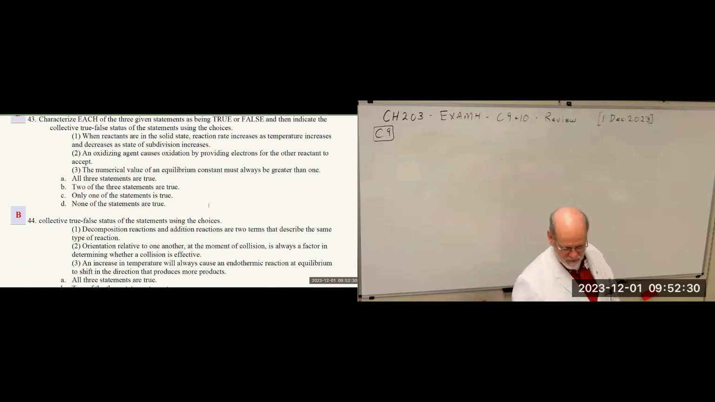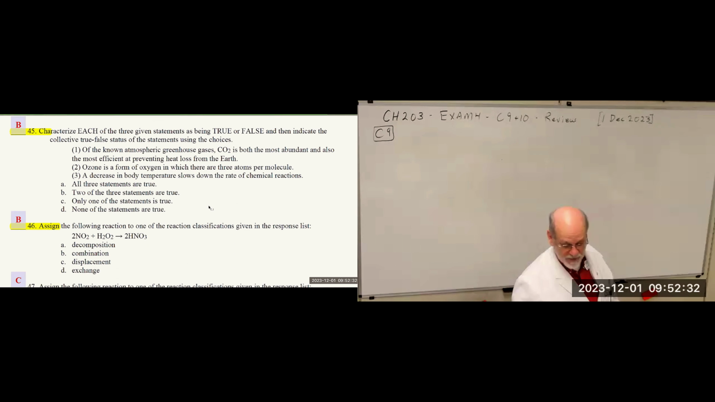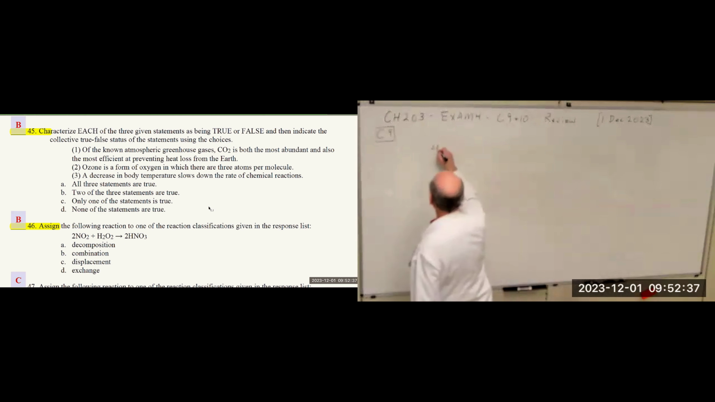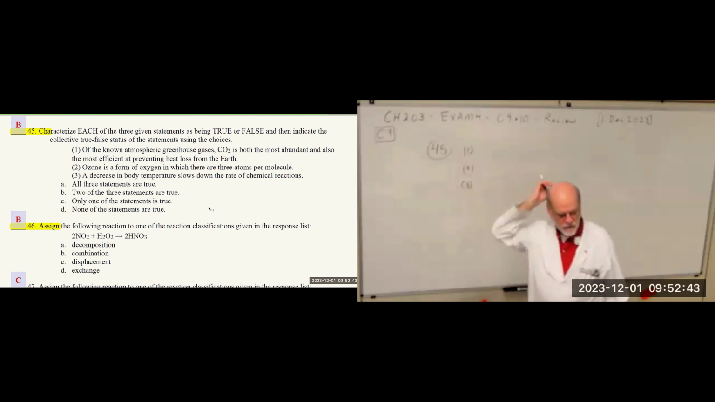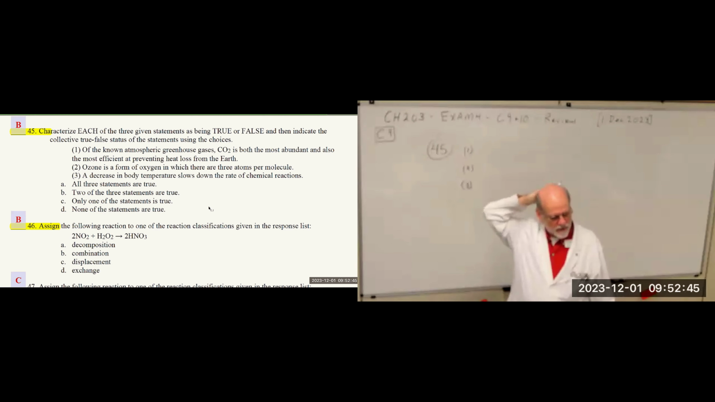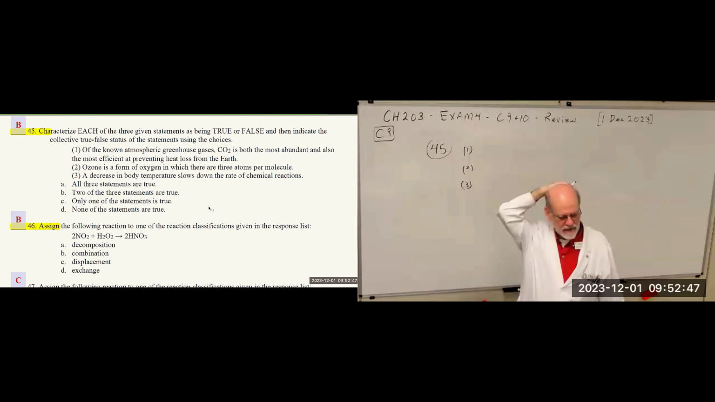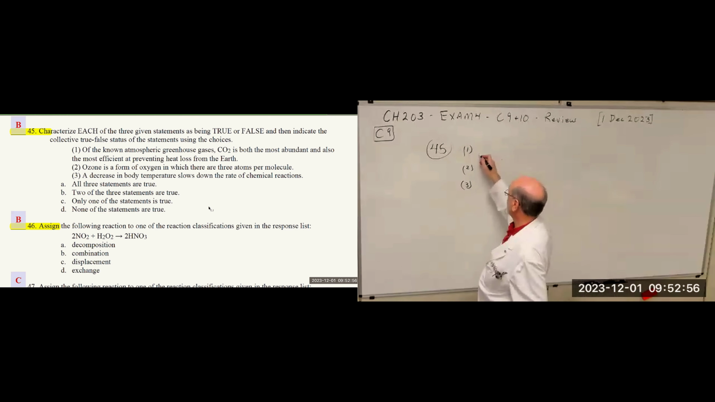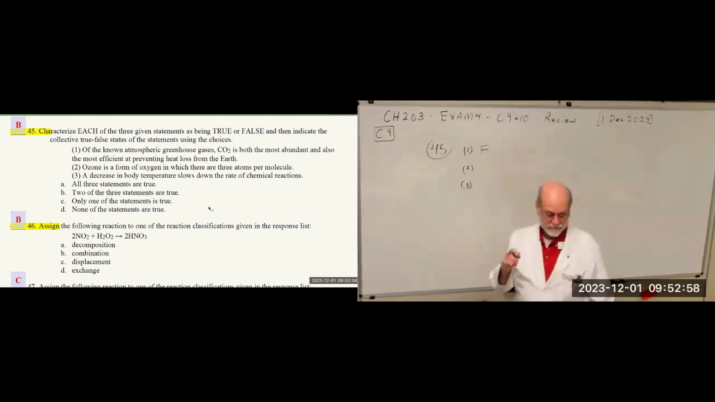Okay, 41, let's see, 45. Okay, here's another one. Got to look at the 3 possibilities and see which ones are true. Number 1, of the known atmospheric greenhouse gases, CO2 is both the most abundant and also the most efficient at preventing heat loss from the earth. That is patently false.